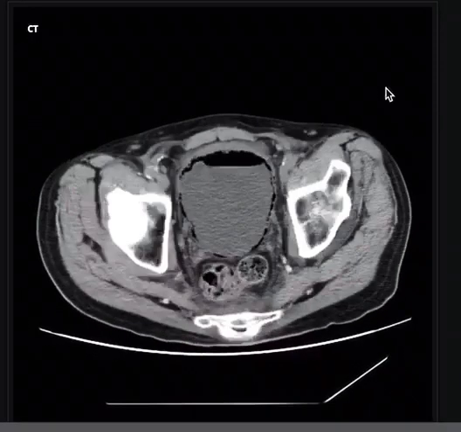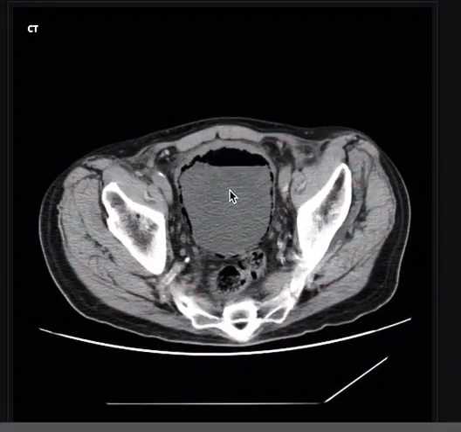Also, if there is only air in the lumen of the bladder, there are many causes for air in the bladder. The most important and most common is previous recent catheterization.